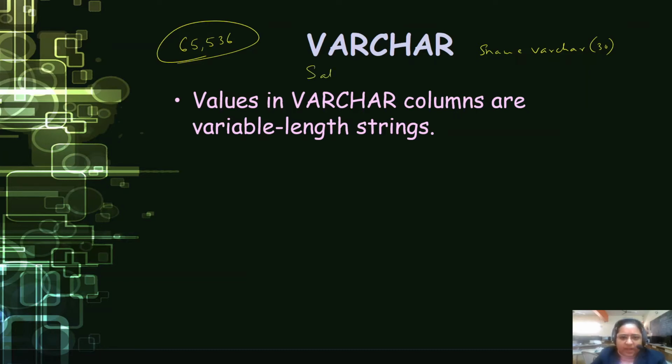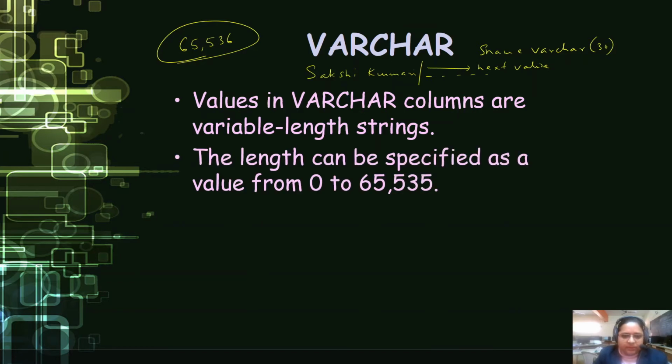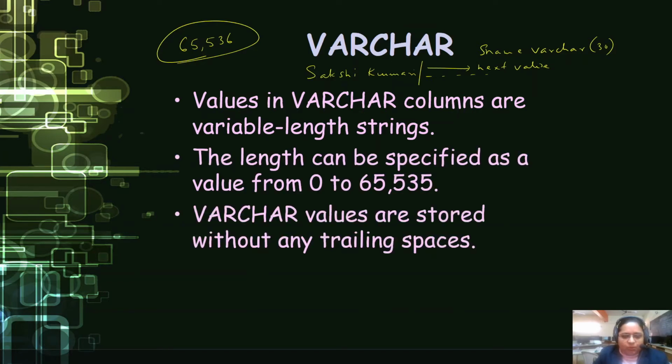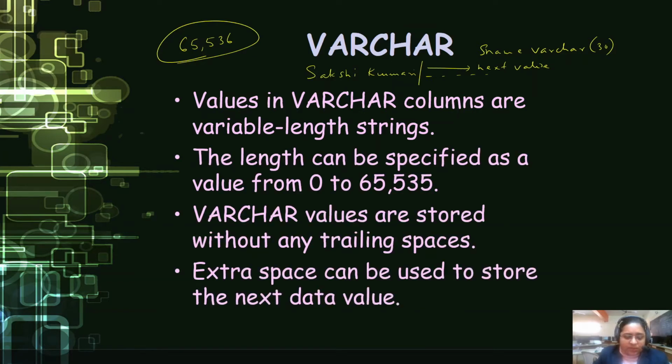Here, if I am writing Sakshi Kumari, then the rest of the spaces will not be wasted, rather they could be used for storing the next value. These extra spaces, the 17 spaces, will not be wasted. So this is varchar, and the values are stored without any trailing spaces. Extra space can be used to store the next data value.